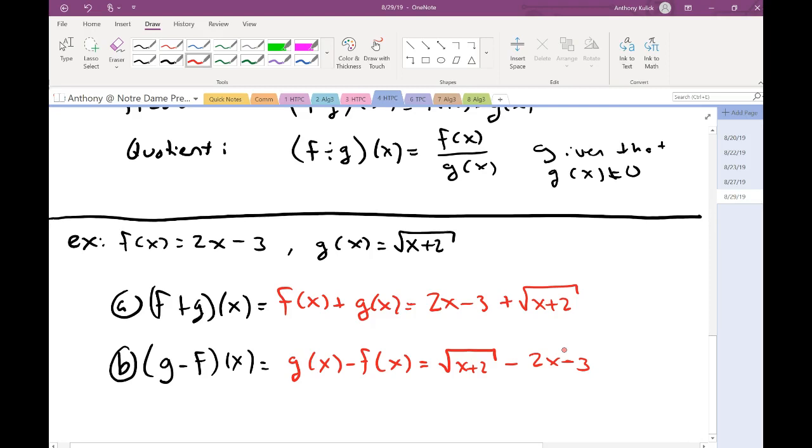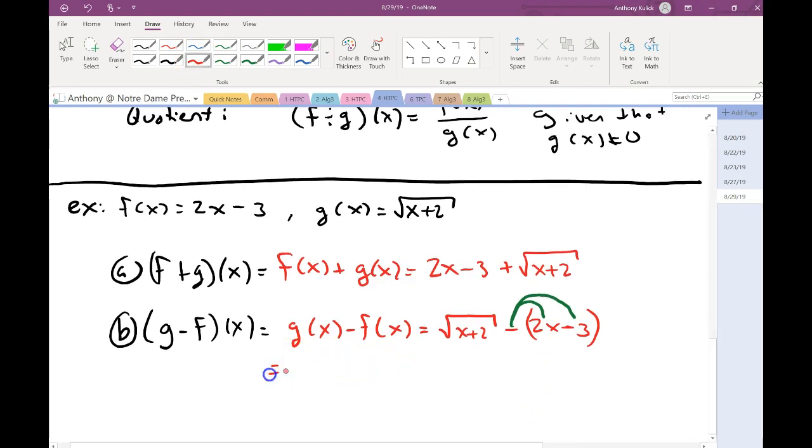Maya? Yeah, so the negative sign applies to f of x, so it applies to the entire expression. So I should have a parenthesis around that 2x minus 3, which means that I would need to make sure I distribute that negative sign through. So my actual answer, as Maya said, is square root of x plus 2 minus 2x plus 3. Very good. Everybody okay with that?